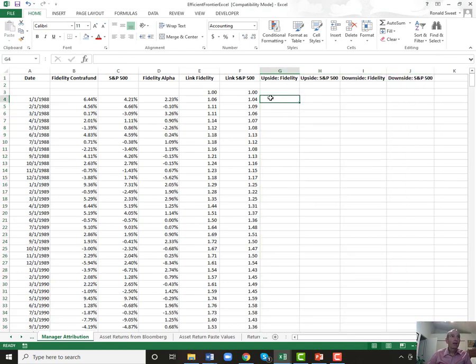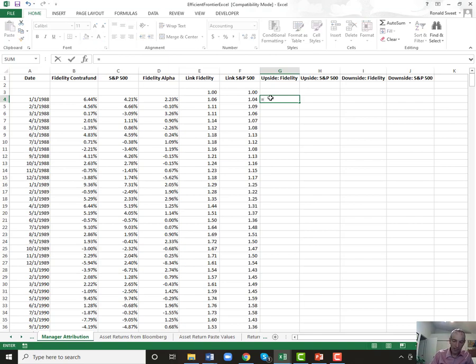And so how do we do this? So we're doing this. Upside downside is referencing the S&P 500. When the S&P 500 is up, how's Fidelity doing? When the S&P 500 is down, how's Fidelity doing? And we're not looking at when Fidelity is up and down. We're looking at when the market's up and down, how does Fidelity do?